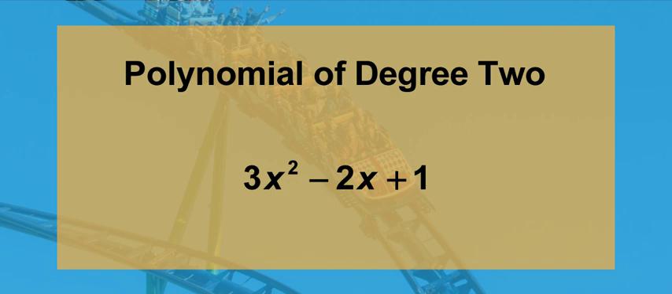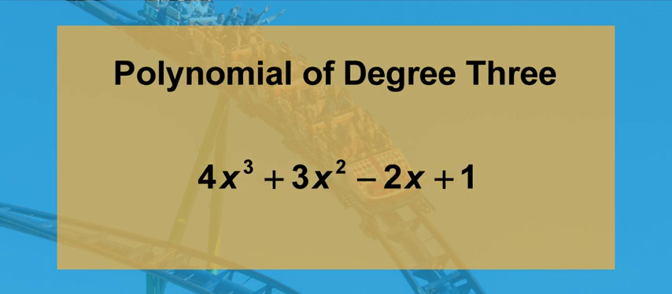A polynomial of degree 2 is a quadratic expression. Here is an example of a quadratic polynomial. A polynomial of degree 3 is a cubic expression. Here is an example of a cubic polynomial.